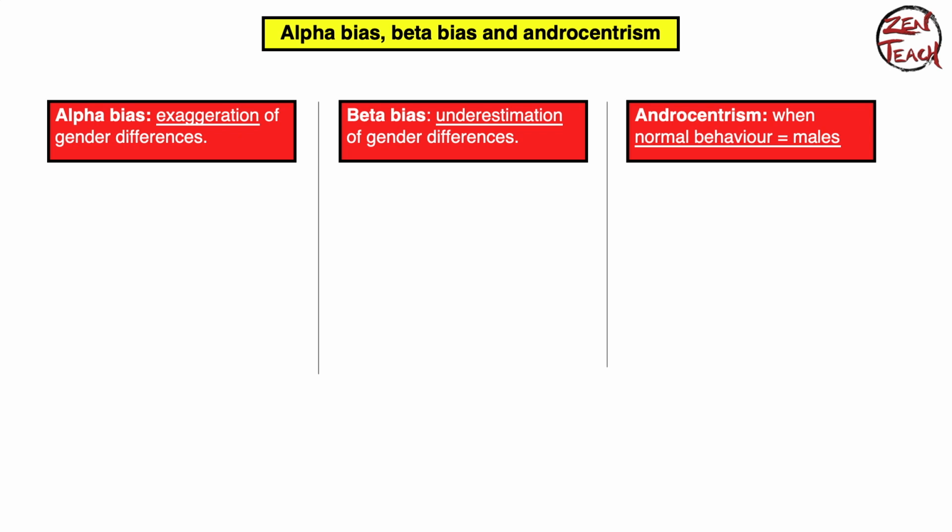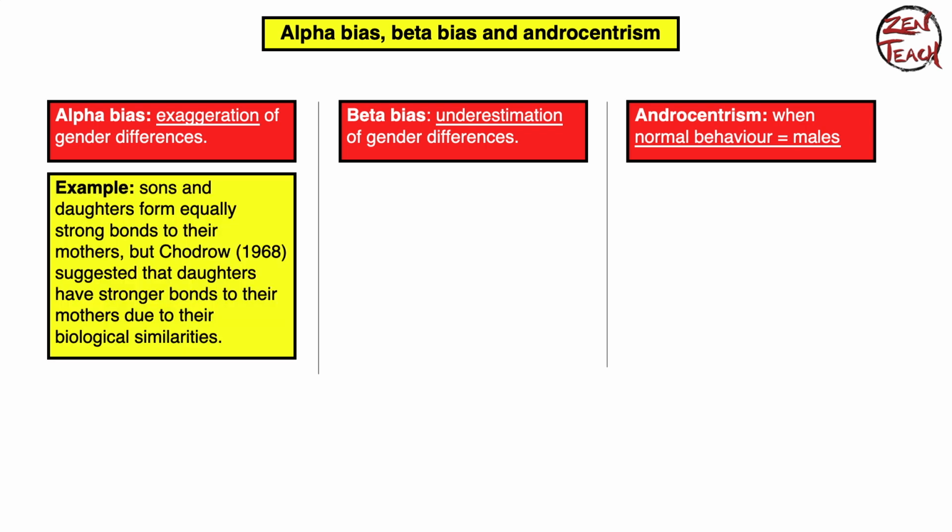The alpha bias refers to an exaggeration of gender differences, saying that actually 2 genders are different while there really aren't. The beta bias refers to an underestimation of gender differences, which means that we don't see a difference that actually is there. And androcentrism refers to equating male behavior to normal behavior, right? So let's have some examples for each of these.